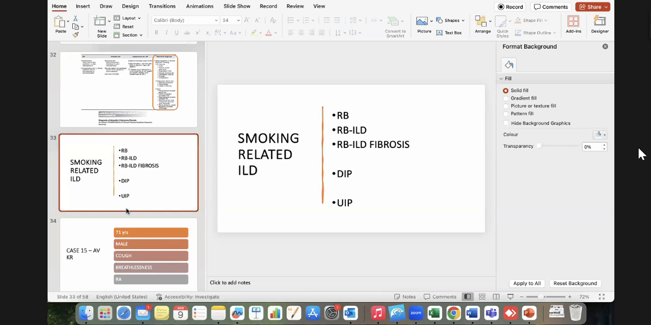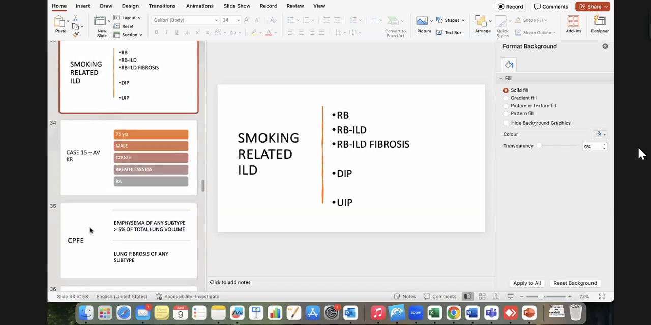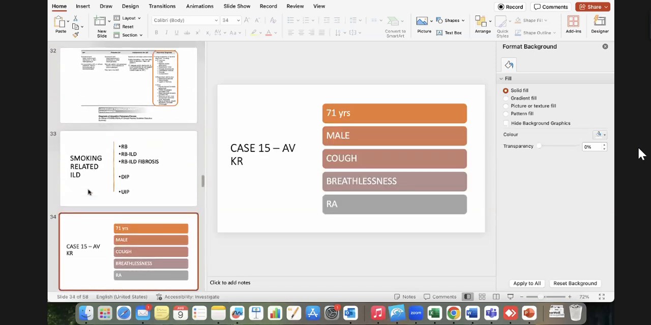DIP is a term which we use very infrequently these days, is basically presence of only subtle ground glassing, which is considered to be the initial inflammatory response to insult which incites interstitial lung disease. And classic UIP can also occur in smokers. One last case is a 71-year-old male.